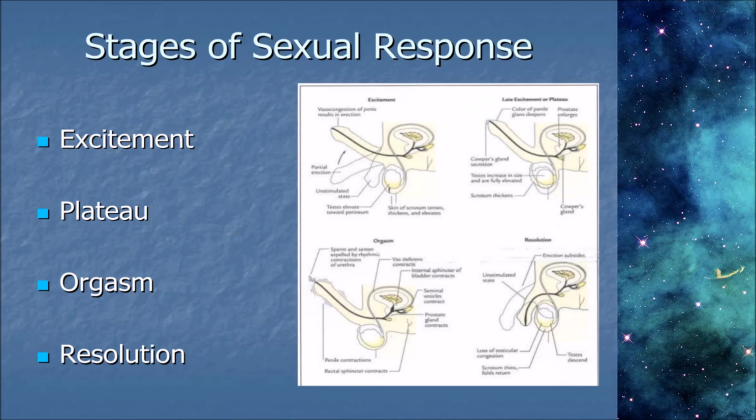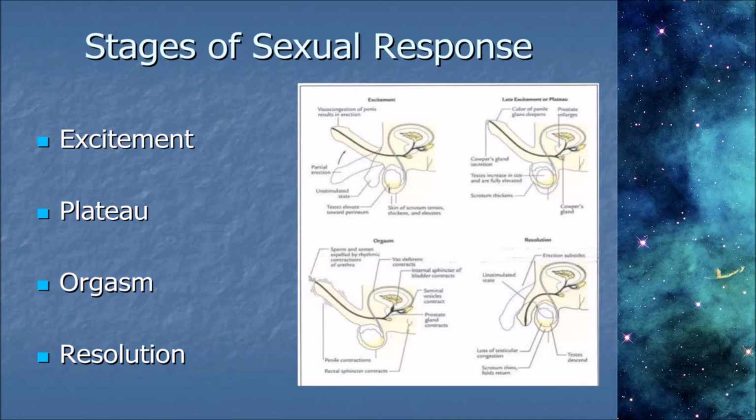And finally, we're going to have the orgasm. That's at bottom left. Here we have the rhythmic contraction of the vas deferens, the seminal vesicles, and also the urethra, which will propel the sperm and seminal fluid out of the penis into the female's reproductive tract. And then finally, we're going to reach the period of resolution. This happens very, very quickly in males.